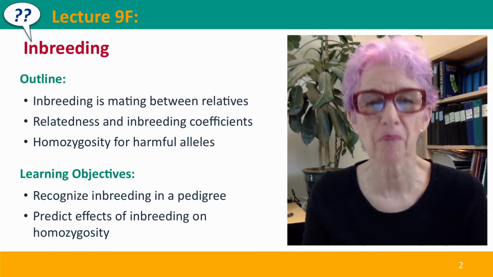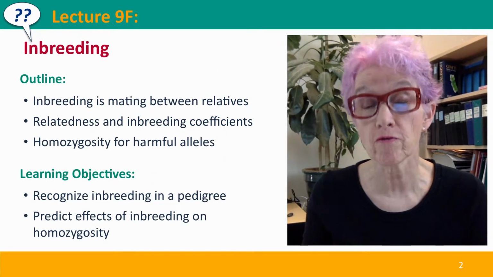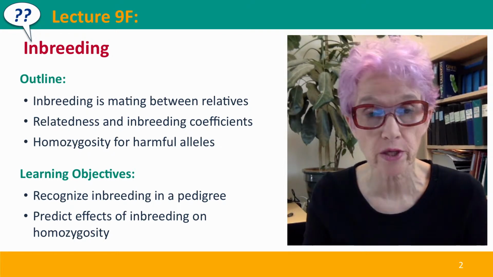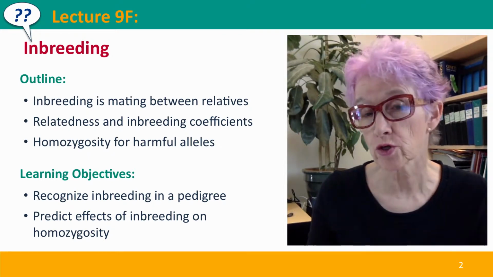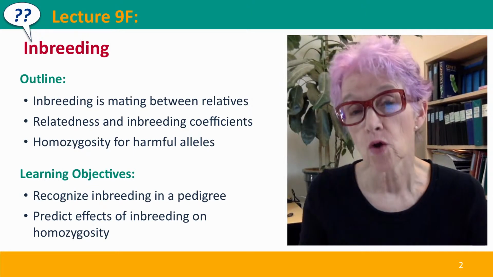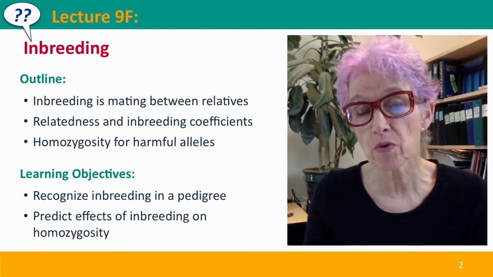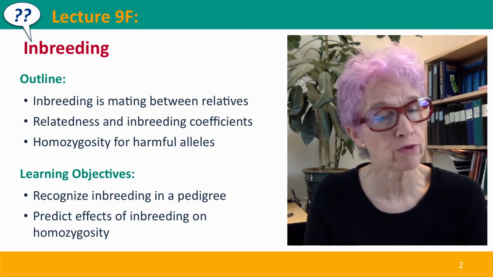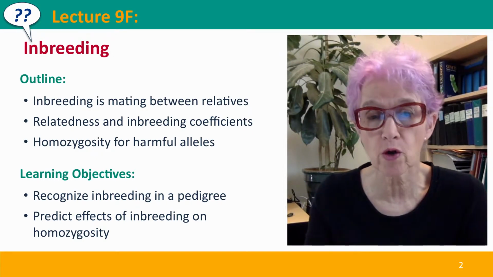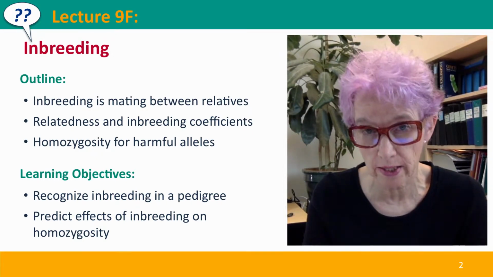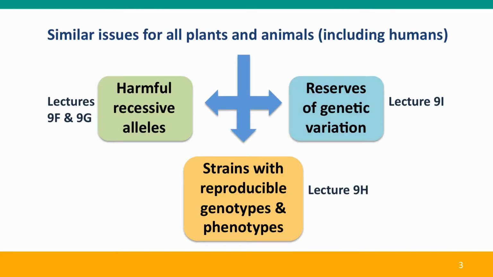Hi everyone, welcome back to Lecture 9F of Useful Genetics, where we're going to start thinking about inbreeding. We'll talk about what inbreeding is, we'll calculate coefficients of inbreeding, and we'll consider the effects of inbreeding on the likelihood of being homozygous for a harmful allele. So inbreeding raises similar issues for most plants and animals, including us.